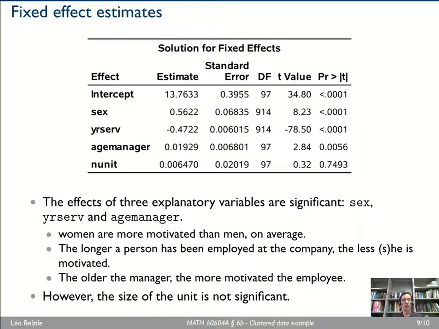We can see women are more motivated than men on average. So this 0.56, women have sex equals 1. So on average, they have 0.56 additional in terms of score on the 3 items, so for the sum, everything else being equal. Years of service is negative, so every additional year, your motivation drops down quite a bit. So the less they are motivated, everything else being equal again, and the older the manager, the more motivated.